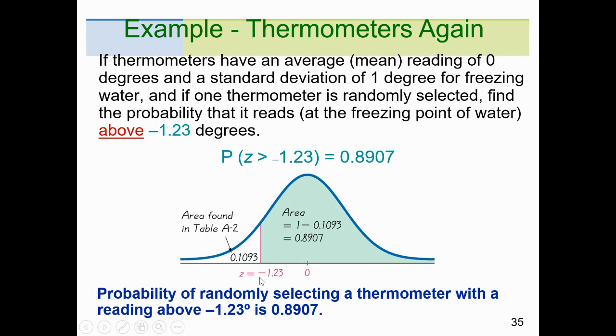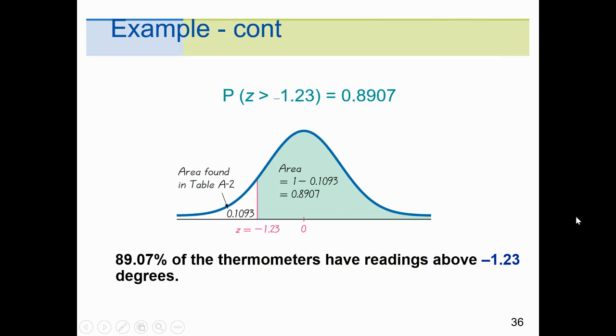The left-handed table gives the area associated with negative 1.23 to the left, but that's not what you're looking for. You want the area to the right. So once you found that, if you were using your table, you'd have to subtract from 1. But your calculator comes to the rescue.